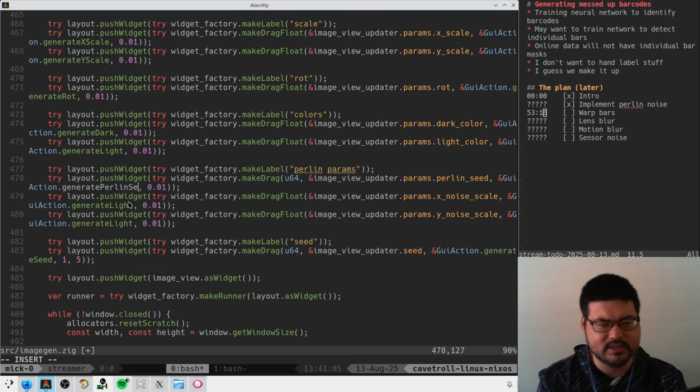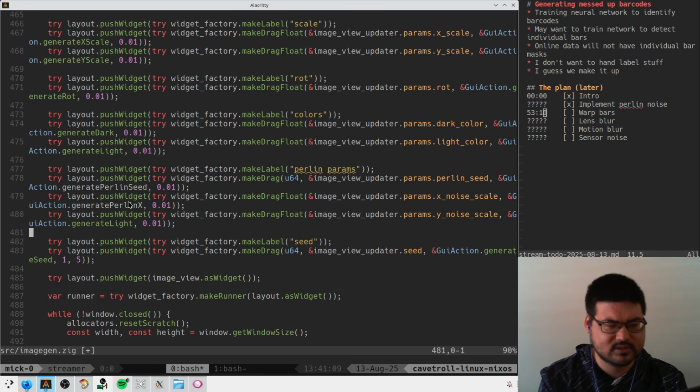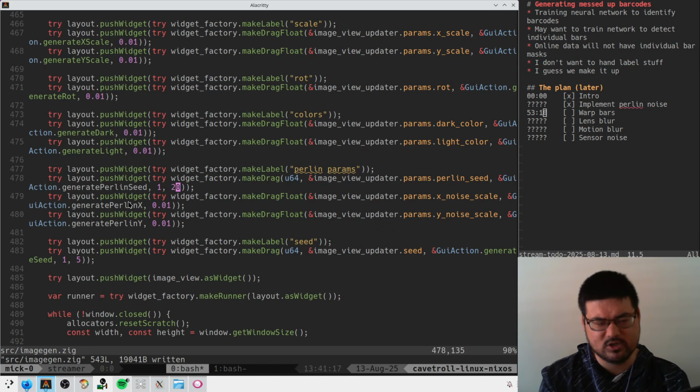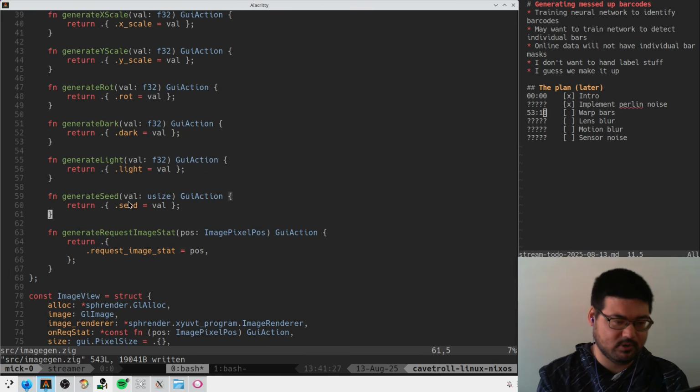Generate Perlin seed. Generate Perlin X. Generate Perlin Y. And then this parameter isn't a float when we use this. It's like every 20 pixels we will update this thing. So we need functions that will create actions out of these things. So it was generate Perlin X, generate Perlin seed.